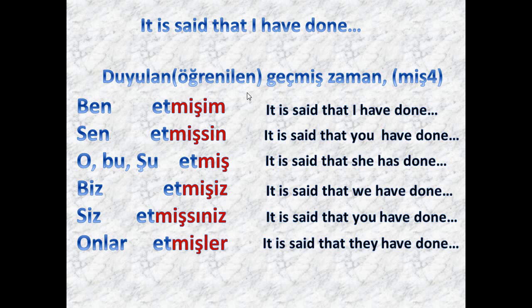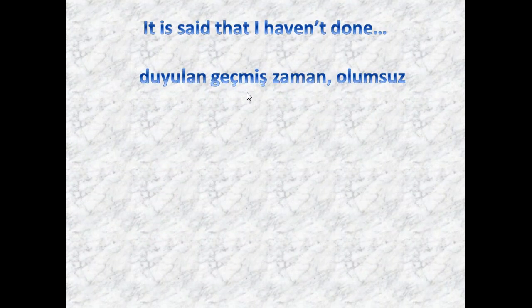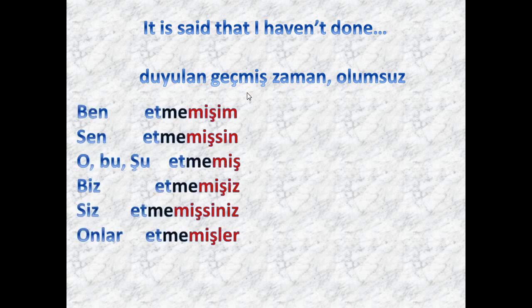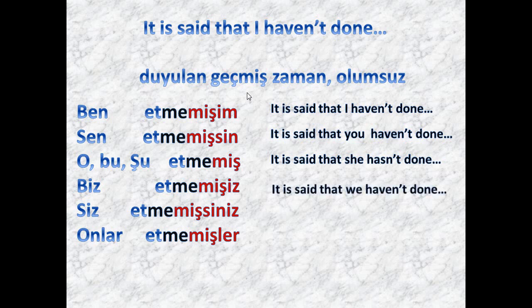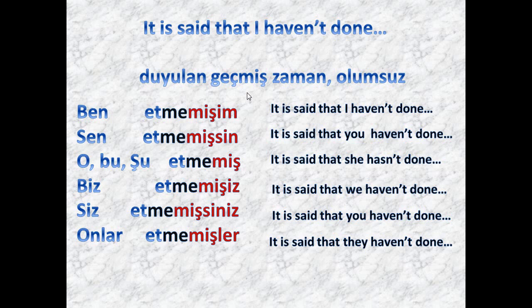Let's go to the negative form of it. Here, etmemişim. Yeah, it is said that I haven't done. It doesn't mean that it is not said that I have done. It is said that I haven't done. Etmemişsin, etmemiş, etmemişiz, etmemişsiniz, etmemişler. I read it once more. Etmemişim, etmemişsin, etmemiş, etmemişiz, etmemişsiniz, etmemişler.